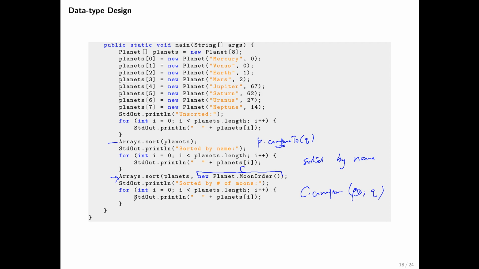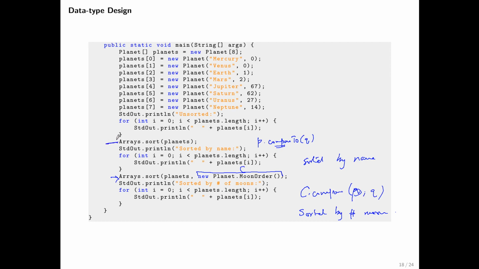So now you know how sort is going to sort planets. It's going to sort them in ascending order of the number of moons. Okay, so now when you go through the array planets and print the planet objects out, you expect the output to be sorted by the number of moons. Okay, so that's how things work. So that's how you define a data type, a comparable data type, and you also support alternate orderings.